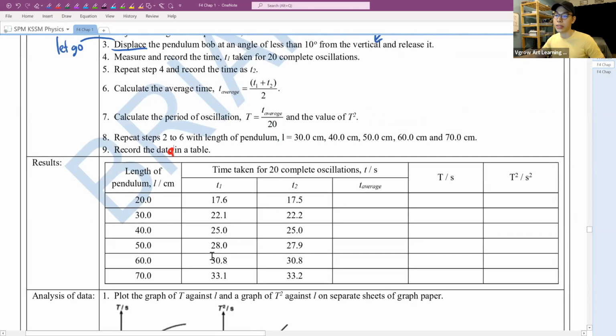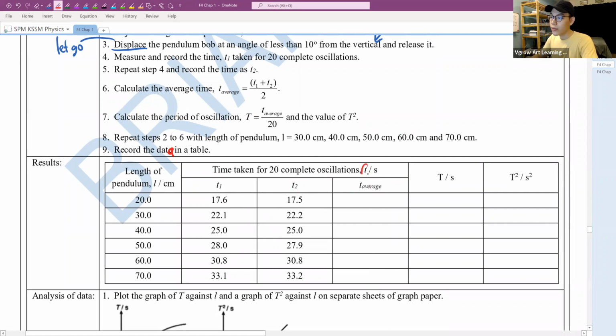This would be your results. You have different length of pendulum. This is the time taken for 20 oscillations, 20 full swings. You do the experiment one time, this is the result that you get. You do the experiment the second time, let's say this is the result that you get. Of course, we cannot do this in class now. So I gave you some values, and can you go and find out the T average for all of it?